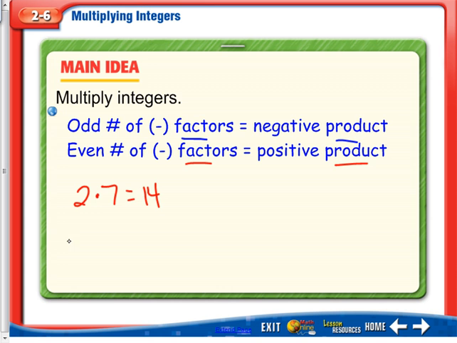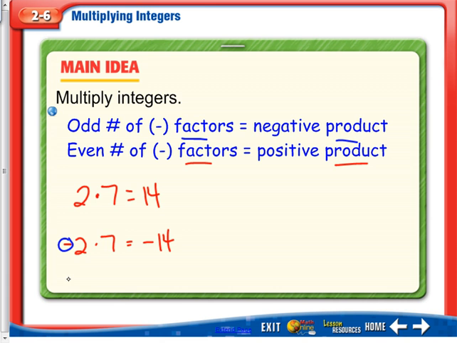All right, now if I were to say negative 2 times 7, now I have one negative factor. 1 is an odd number. So an odd number of negative factors, we're going to get a negative product. So since I have one negative, then my answer will be negative 14. Okay, so if there's an odd number, right now we have 1. 1 is an odd number. Our answer will be negative.